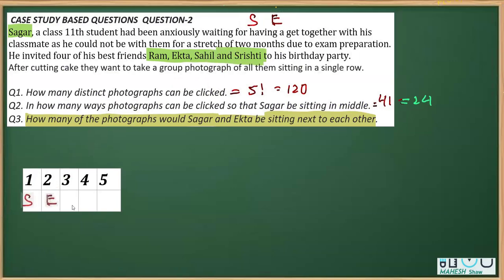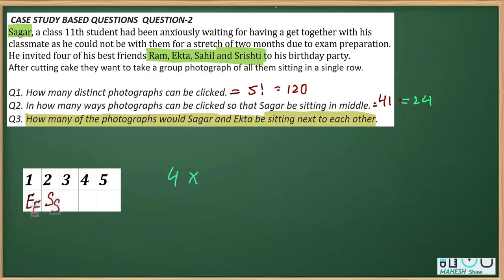So this is one possible way. Then Sagar, Ekta shifting next, so second, three possible ways, and four possible ways. So you may say that this is 4 ways by which they can be set. But then it's not given that Ekta should precede Sagar or Sagar should precede Ekta. So they can be the other way also, that means Ekta being here and Sagar being here. In that case, we have another 4 ways.